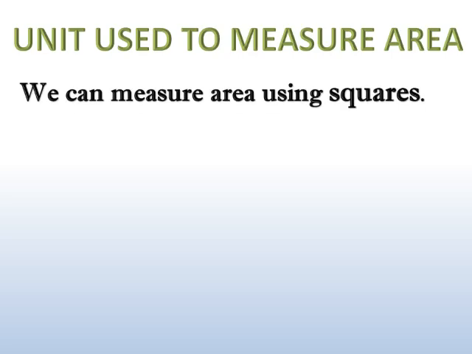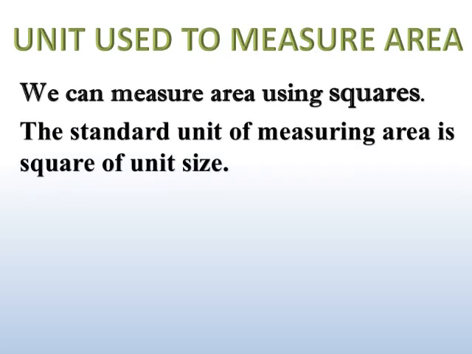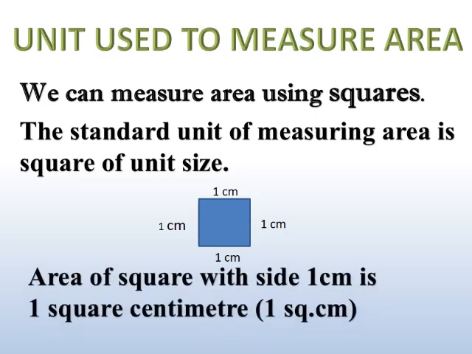Let us discuss the unit used to measure area. We can measure area using squares. The standard unit of measuring area is a square of unit size. That means a square having side 1 centimeter. Area of a square with side 1 centimeter is 1 square centimeter.